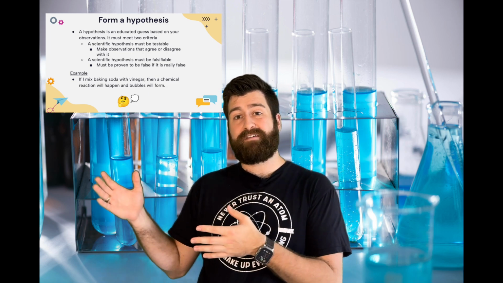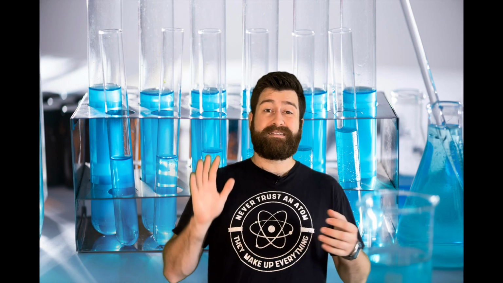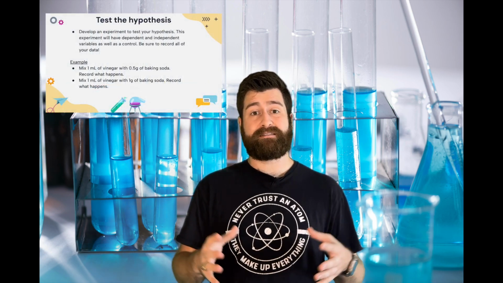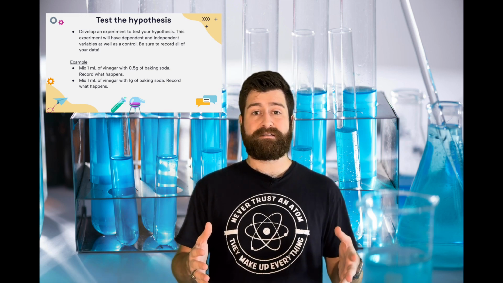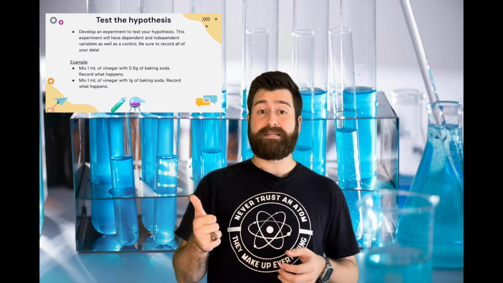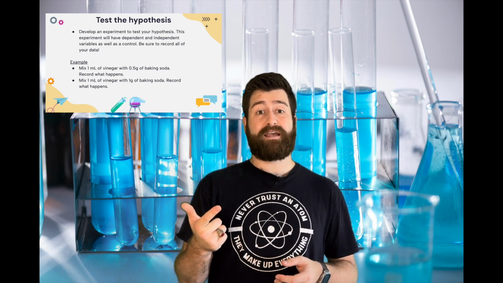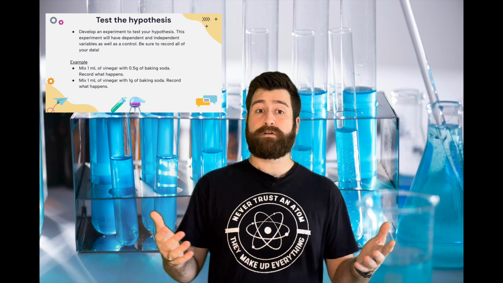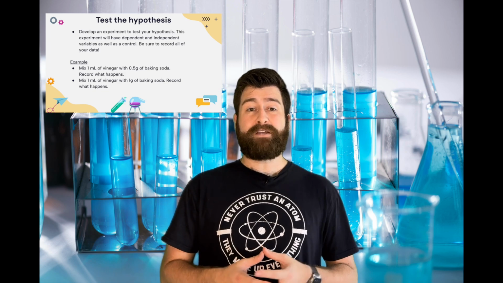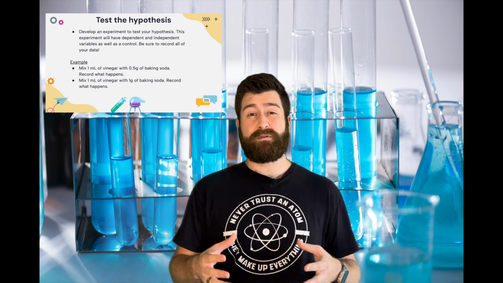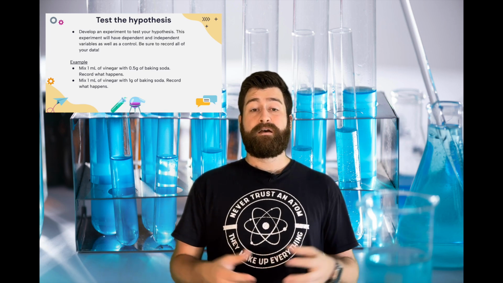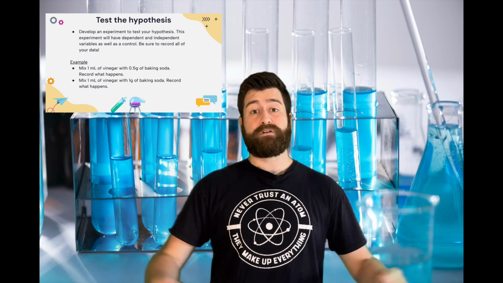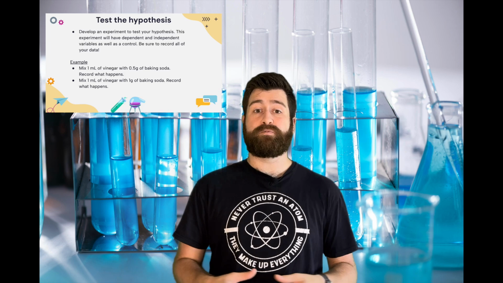As scientists progress, they get more complicated with their hypotheses. The next step is step 5, test the hypothesis. During this step, you develop an experiment to test your hypothesis. This experiment will have dependent and independent variables, as well as a control or multiple controls. Make sure you record all data when doing this experiment, because the more data you have, the better it will be for you.